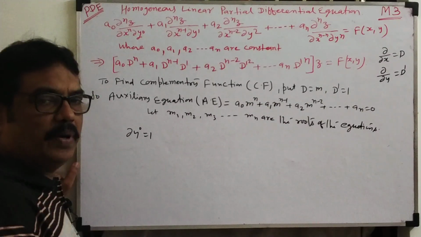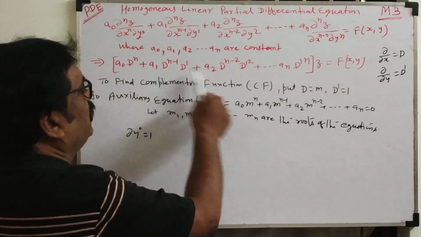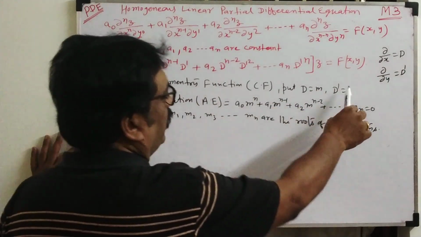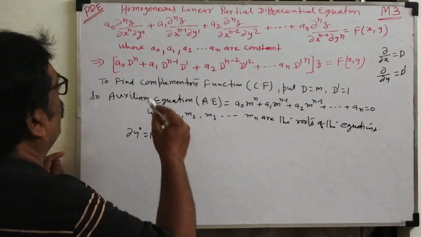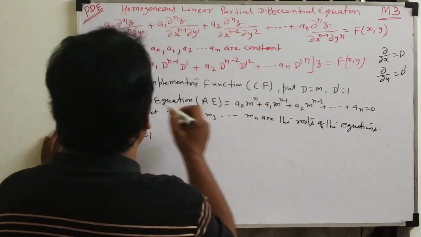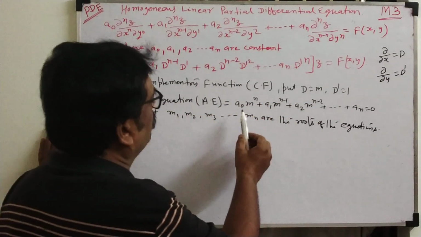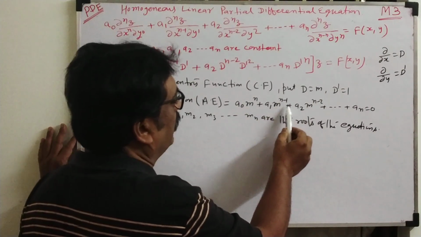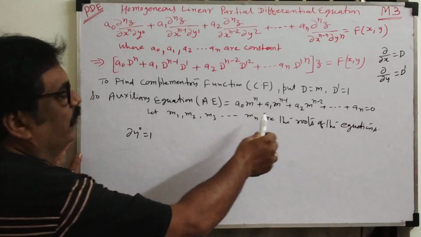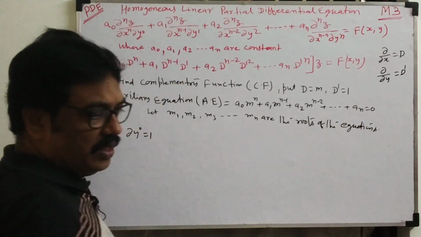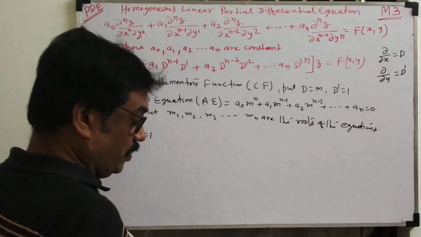Now what is the complementary function? How will we get the complementary function? That is, shortcut CF, complementary function. If we put D equal to m and D dash equal to 1, then we get the complementary function. Once we convert, that is called the auxiliary equation, AE. What is the equation? a0 mⁿ plus a1 mⁿ⁻¹ plus ... plus an. Now m1, m2, m3, ... mn are the roots of this equation. If we find the roots of this equation, we can write the complementary function.